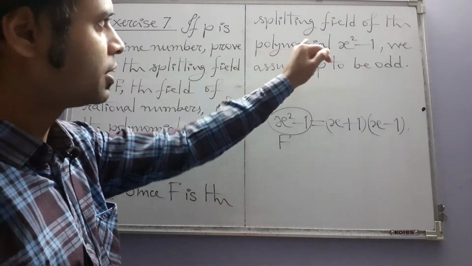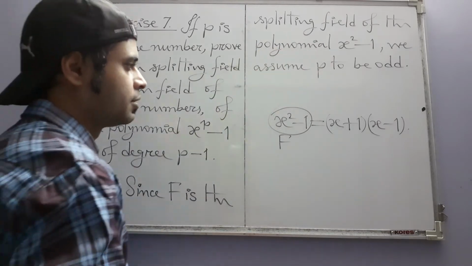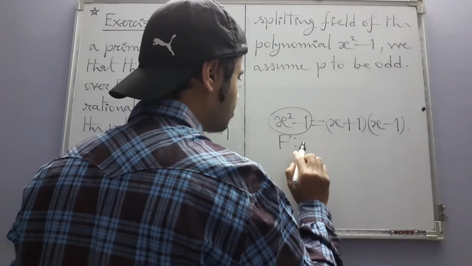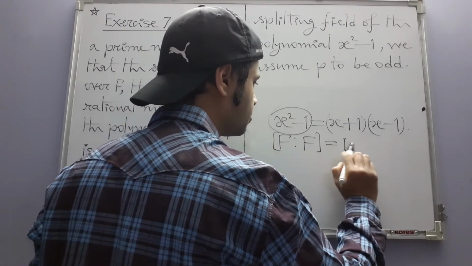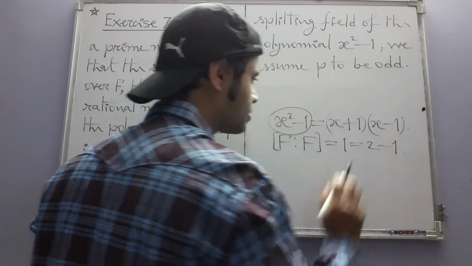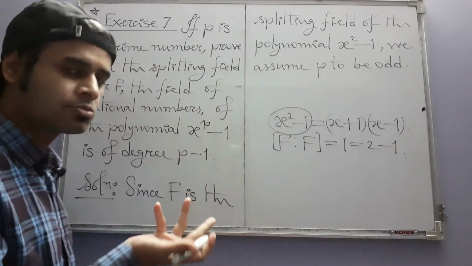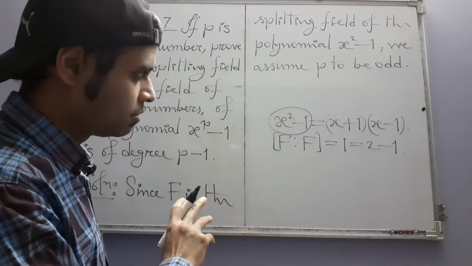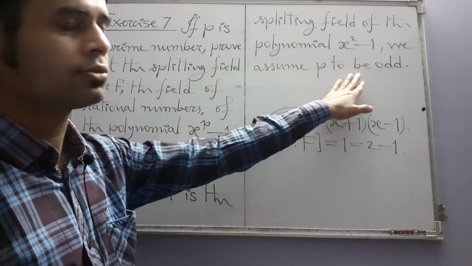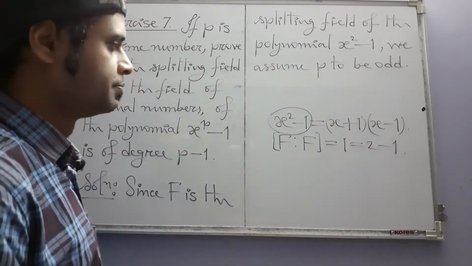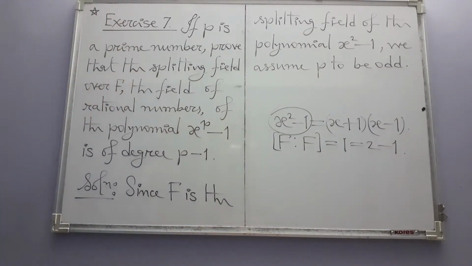Since f is the splitting field of the polynomial, what is its degree over f? 1, which is 2 minus 1. So in this case 2 minus 1 is p minus 1. The result is already true. So that's why we assume now that p is odd. Okay.